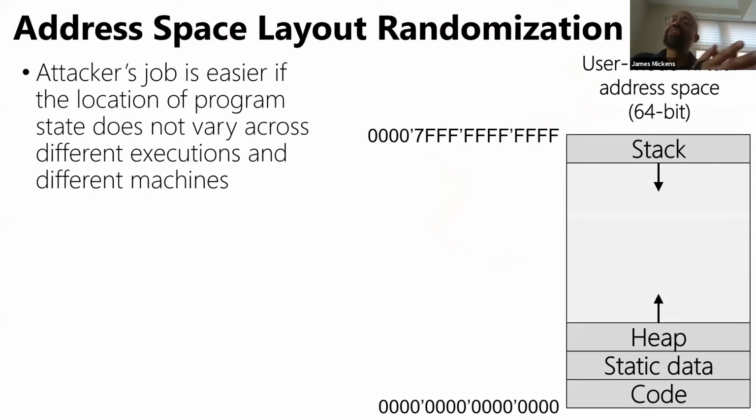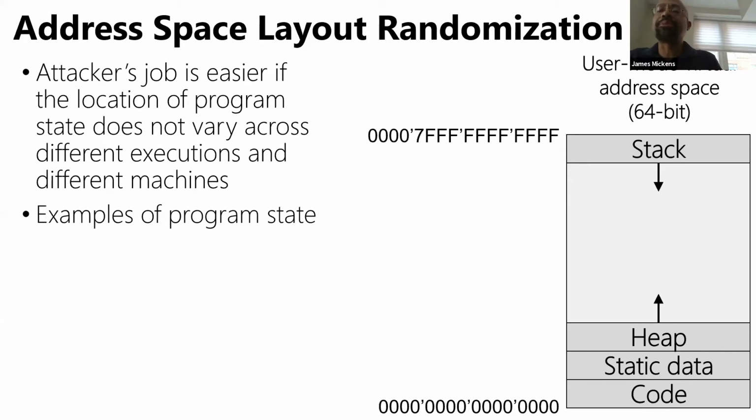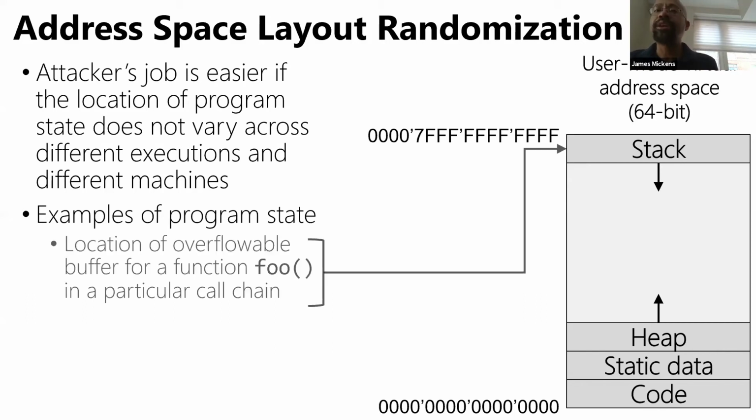So as I've mentioned in some of the earlier attack descriptions, there's this interesting observation that the attacker's job is much easier if the location of program state does not vary across different executions of the program or across different machines. So what are examples of program state that attackers might want to know where it lives? For example, the attacker might want to know the location of a particular overflowable buffer for some function foo in some particular call chain, right?